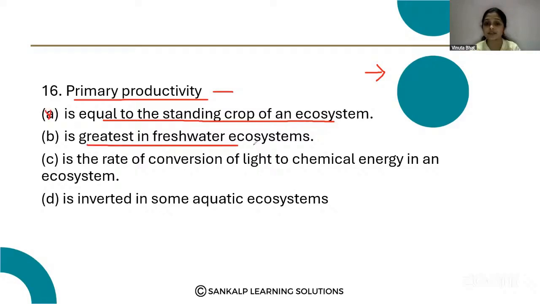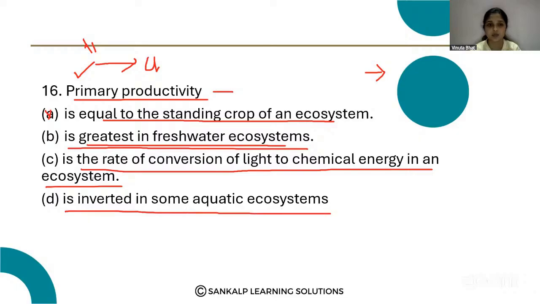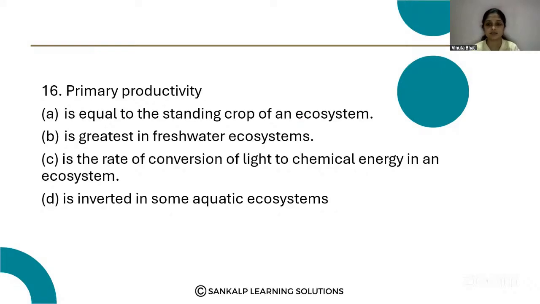Is it greatest in the freshwater ecosystem? No, primary productivity is not greatest in the freshwater ecosystem. It is the rate of conversion of light to chemical energy in an ecosystem. Yes, that is the rate of conversion of light energy into chemical energy using solar radiation. So that is the correct option, and it is inverted in the aquatic ecosystem, so that is also wrong. So option C, it is the rate of conversion of light to chemical energy in an ecosystem. Option C is the correct one.